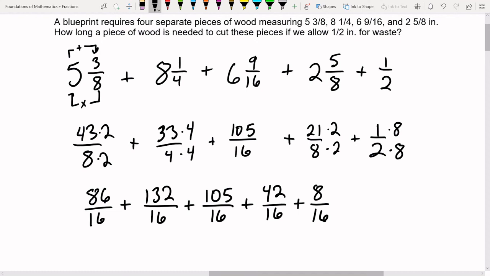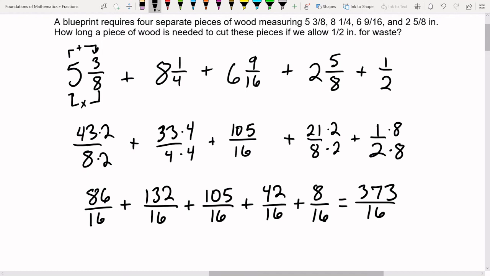132, 105, 42, and 8. That's given me 373 over 16. We were given mixed numbers to start with, so let's end with a mixed number.